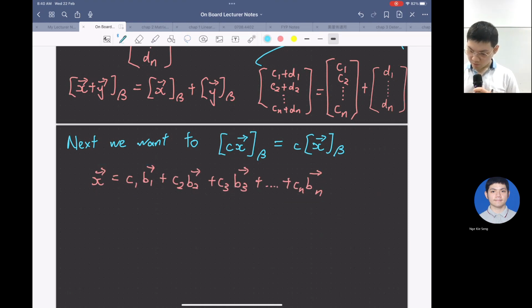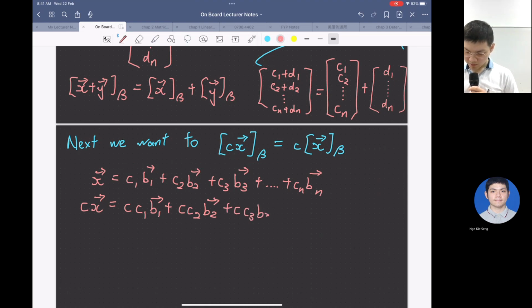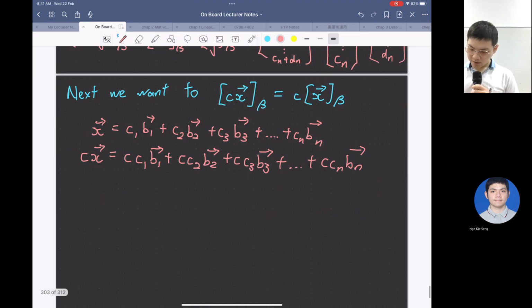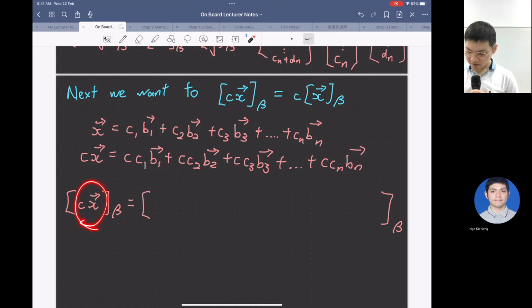Okay. So what is cx? Last time we know that it is just multiply everything with c. Everything up to c, c, and b. So in this case, what is the coordinate vector for cx? To ask about this, you see, this b is very important. This means that you need to express your vector in terms of vectors in the basis.